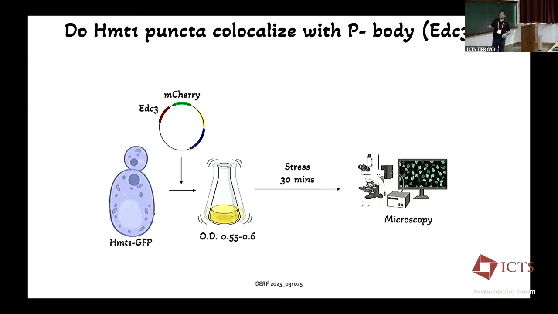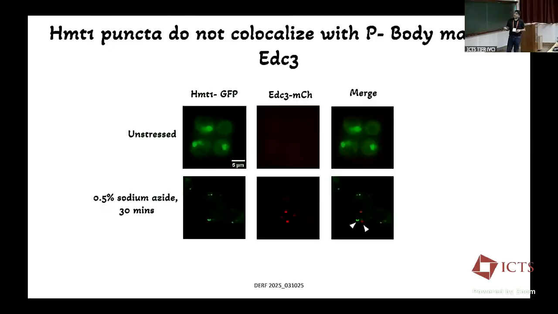So we asked the question, do these co-localize with P-bodies, which are one kind of RNP condensates, and we looked at EDC3. So again, the same sequence of events. What we observe is that there is pretty much no co-localization between the HMT1 puncta and the EDC3 foci that come up, suggesting that these are not really P-bodies. I'm not showing you here, but Sakshi made similar observations with a stress granule marker, indicating that these HMT1 puncta, by and large, do not co-localize with either P-bodies or stress granules.